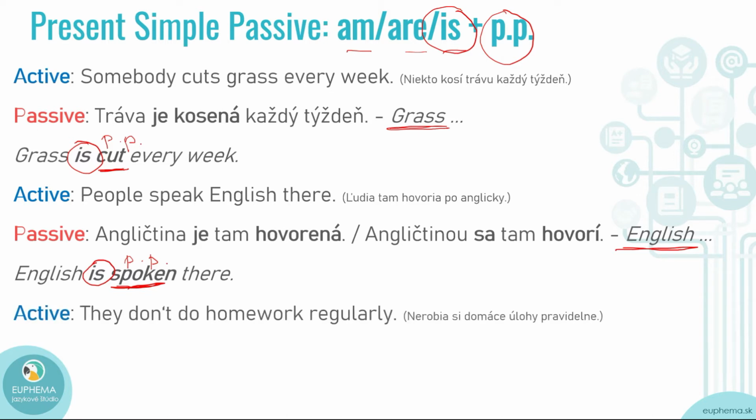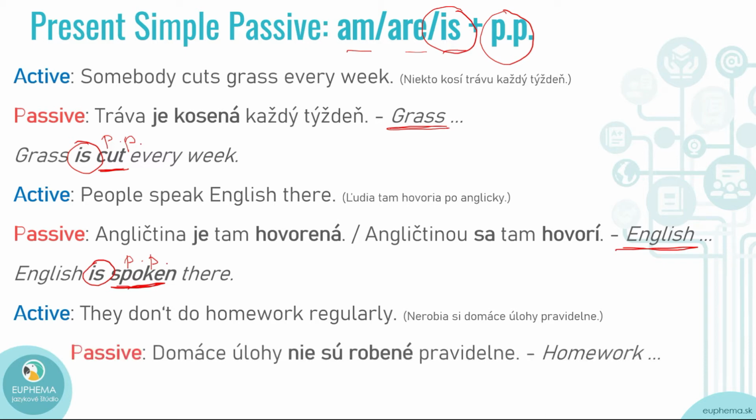Finally, this sentence, active. They don't do homework regularly. And in passive, it would sound like this in Slovak. And in English, you start with homework. Watch out, because homework is uncountable in English. In Slovak, we say plural, domáce úlohy. In English, it's just homework. There is no homeworks. It doesn't exist. Just homework, singular. So the passive sentence is, homework isn't done regularly.